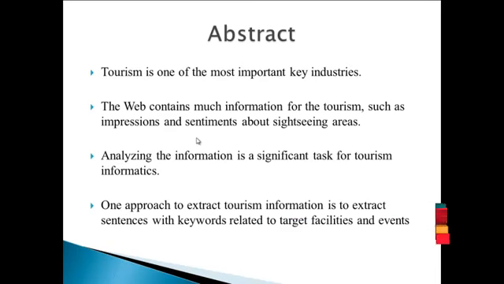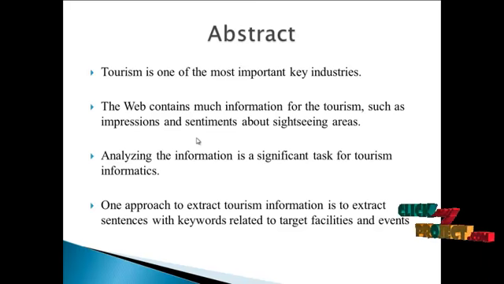Now we are going to see on-site likelihood identification of tweets for tourism information analysis. Tourism is one of the most important key industries. We can collect all information about what the reviewers said in their comments. Then we can search the information about tourism on the web, such as the impressions and sentiments about sightseeing areas. Analyzing this information is a significant task for tourism information.